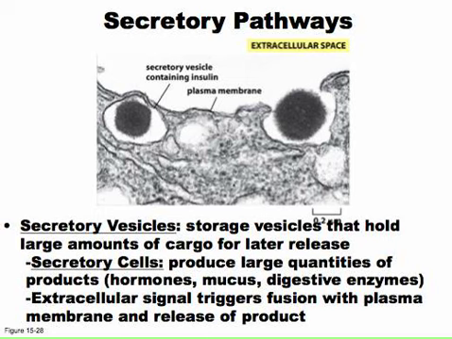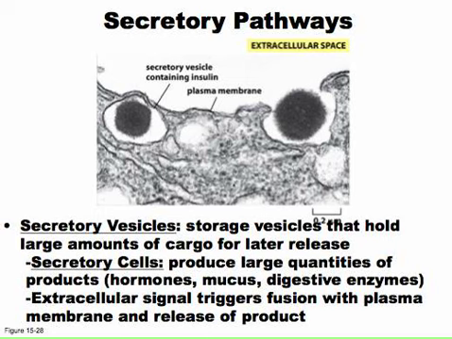Now, these secretory vesicles are going to bud off from the trans-Golgi, and they're going to accumulate near the plasma membrane, but they're going to be held in stasis there, or held still, until an extracellular signal stimulates them to fuse with the plasma membrane and release their contents into the cell exterior.